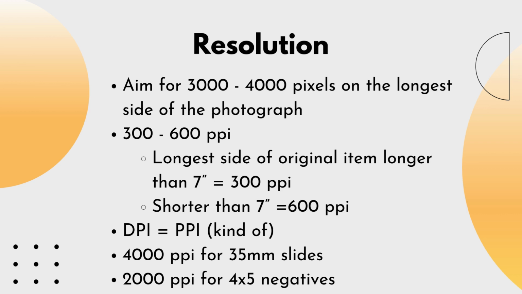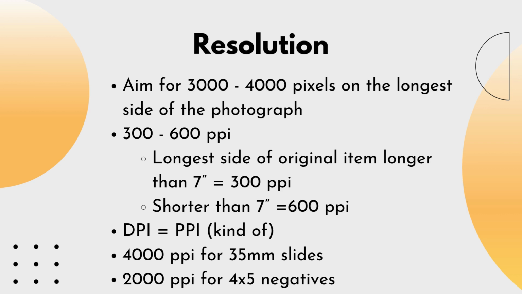A good rule of thumb is that if your original item has its longest side longer than 7 inches, set the PPI to 300. If the longest side is less than 7 inches, set the PPI to 600. That's just a general rule of thumb best practice.